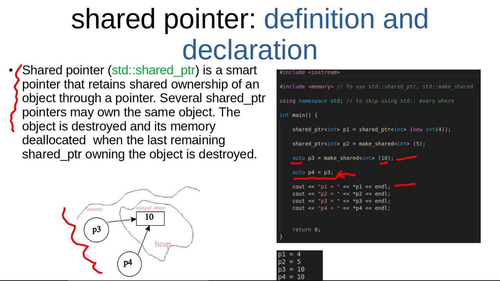And here you can dereference the pointer and print its value using the star operator. So p1 is 4, p2 is 5, p3 is 10, and p4 is 10 because p3 and p4 point to the same object. And as you can see in this example, we didn't use the delete method to release the memory, because we are using shared pointer, the memory will be released automatically.